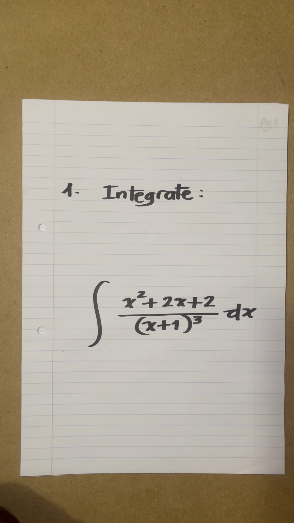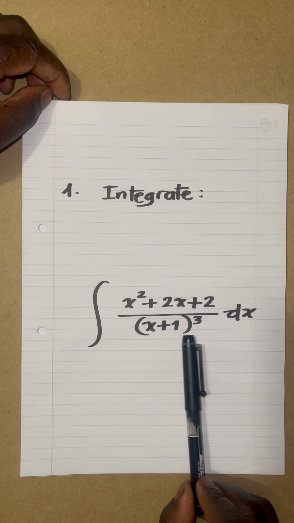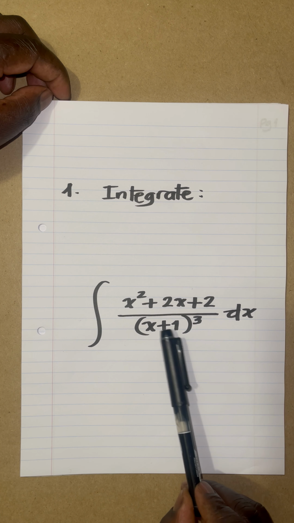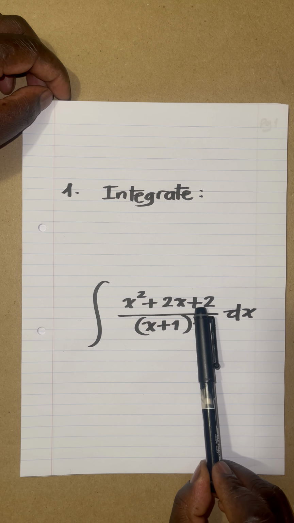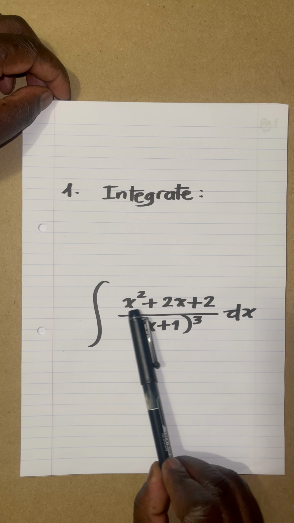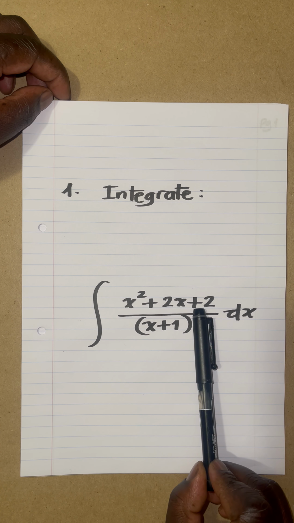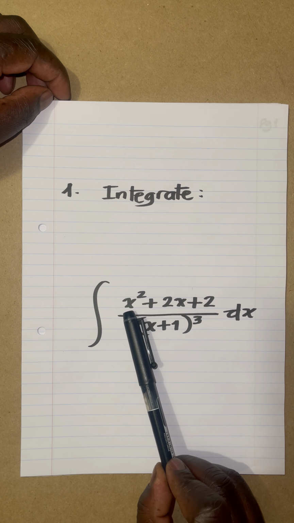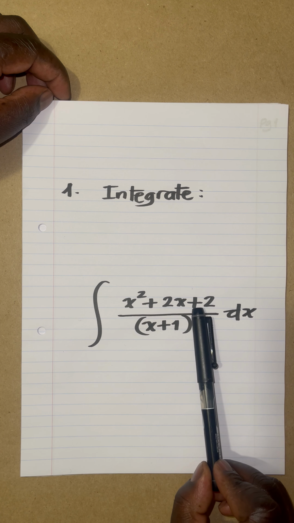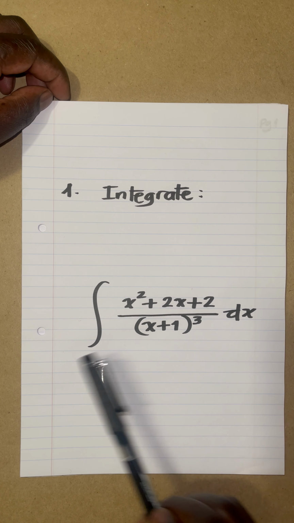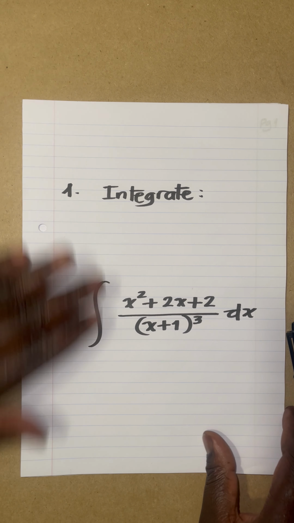Now the way that we approach it is by looking at x plus 1. If you look at x plus 1 here, we can produce x plus 1 in the numerator. If you look at x squared plus 2x plus 2, we can split this into x squared plus 2x plus 1 and then plus 1, which allows us to factorize x squared plus 2x plus 1 as x plus 1 all squared, and then we're going to say plus 1 as follows.